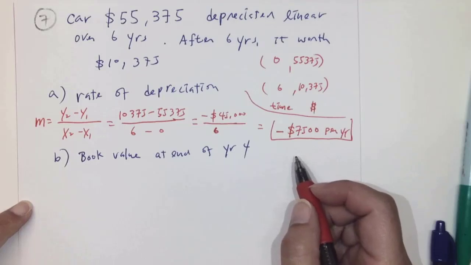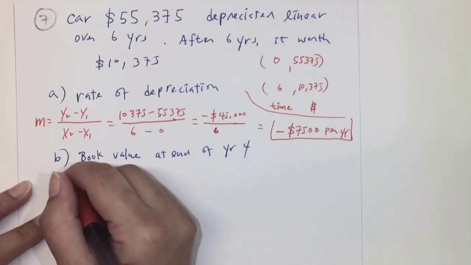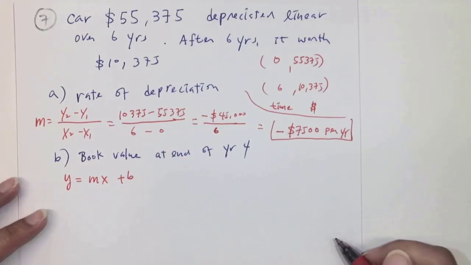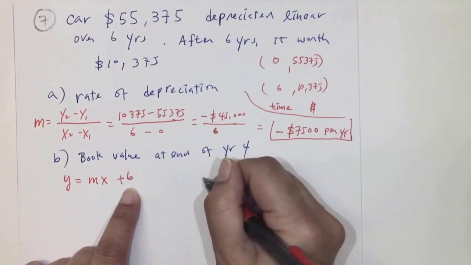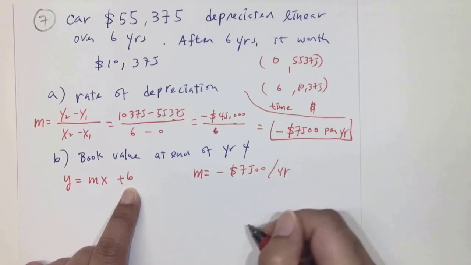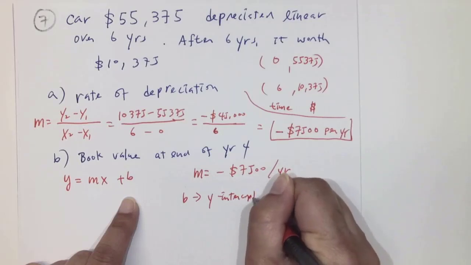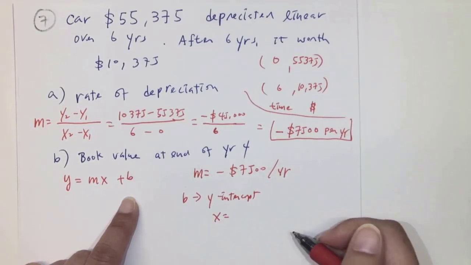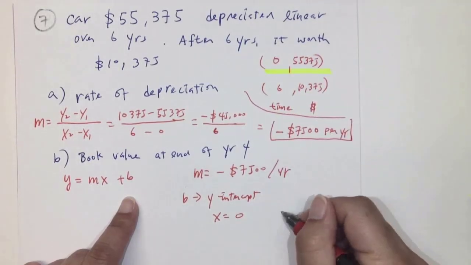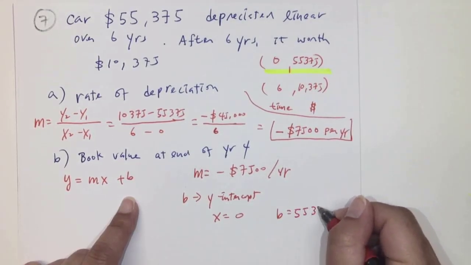Okay, how about the book value at year 4? Quickest way I feel like is doing y equals mx plus b, okay? Because we actually have a y-intercept, so the m equals negative 7,500 per year, but the b is the y-intercept. Which one is my y-intercept? For the y-intercept, x has to equal 0, which we have that point, right? So this is my y-intercept, b will equal 55,375, right?